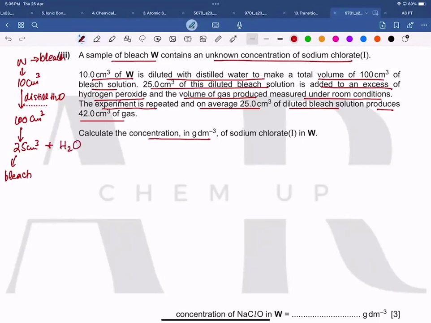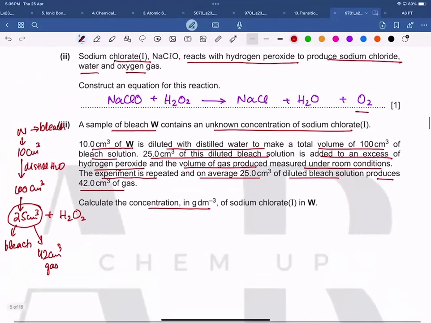So we don't know the volume of hydrogen peroxide, right? The experiment is repeated and on average 25 cm³ of diluted bleach, it means this amount of diluted bleach, it was diluted, right? Produces 42 cm³ of gas. So if you see, we have only one gas over here. So what they are telling you is that what is formed over here is 42 cm³.